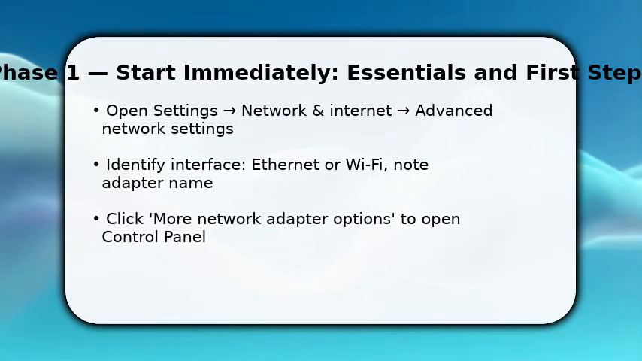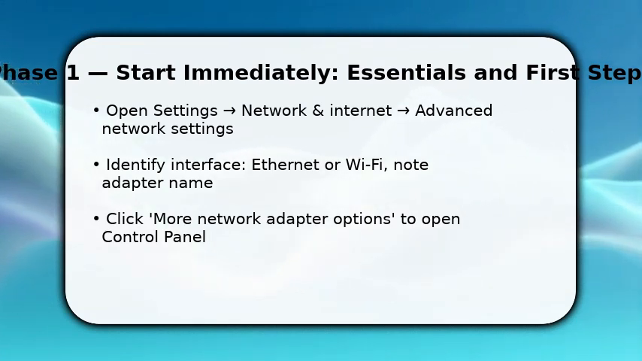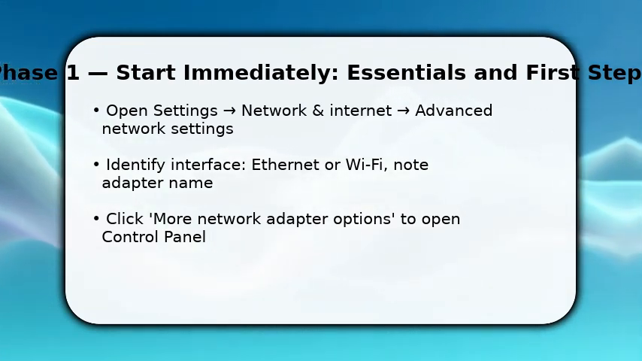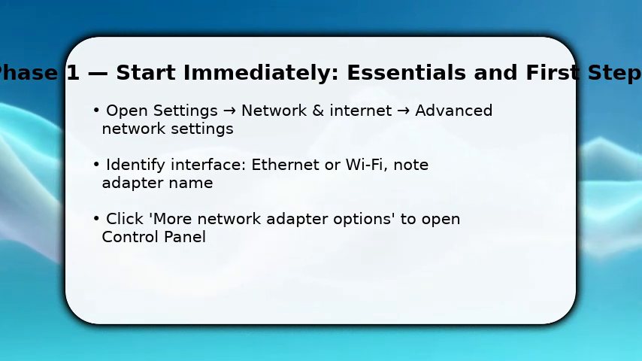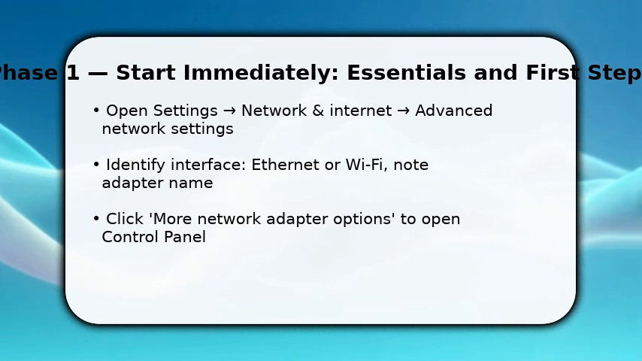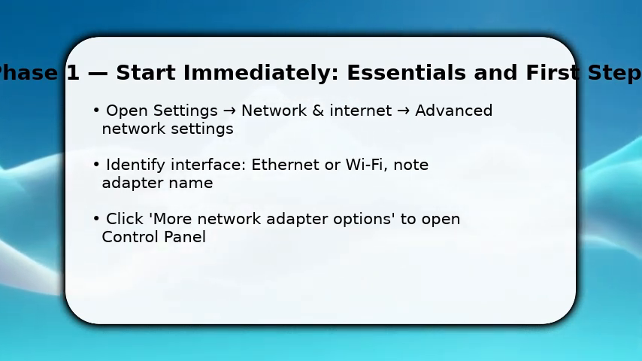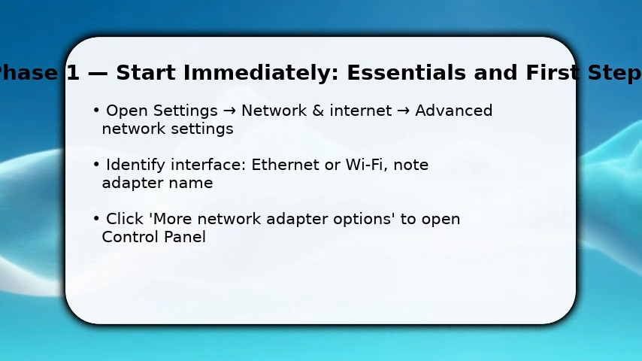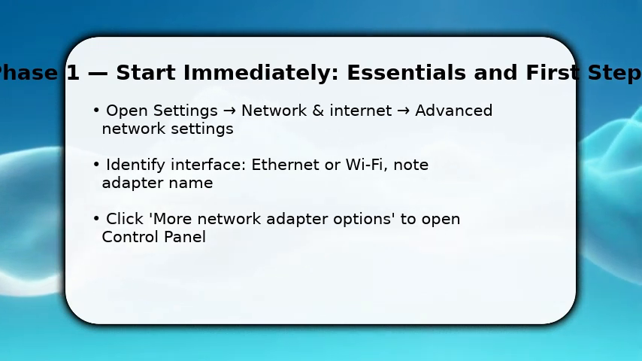You begin by opening Settings and navigating to Network and Internet, Advanced Network Settings. Once there, identify the adapter you will change, like Ethernet or Wi-Fi, and note its exact name. Next, click More Network Adapter Options to open the classic control panel view. This is necessary because Windows 11 still uses the Adapter Properties dialog for static IPs.